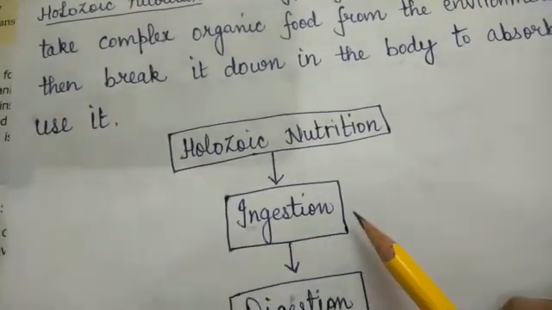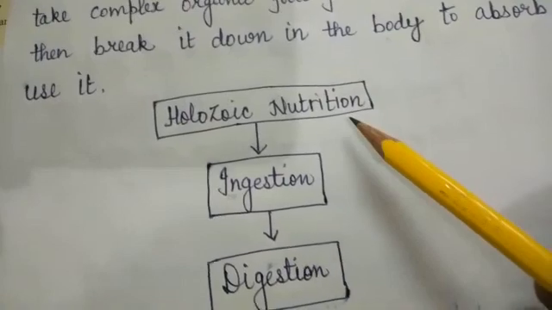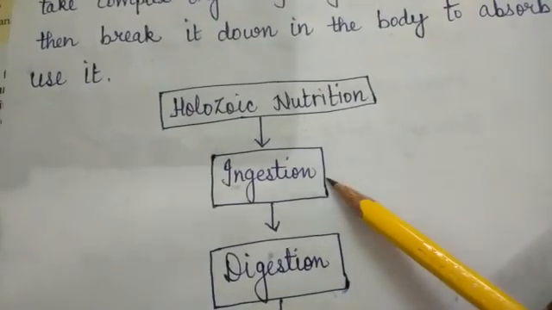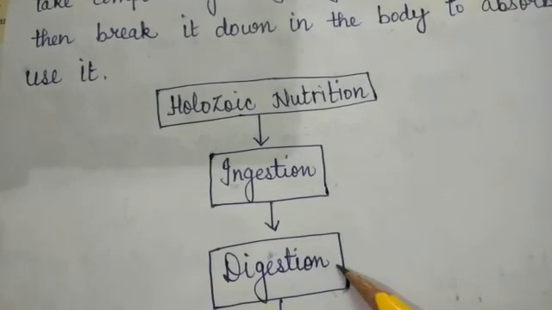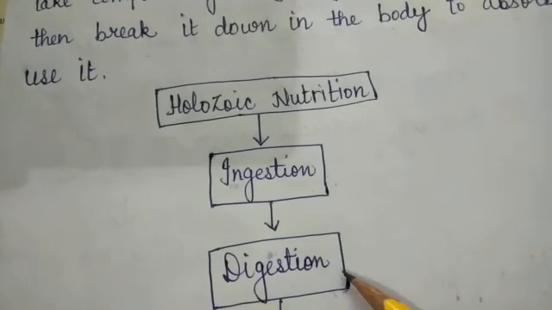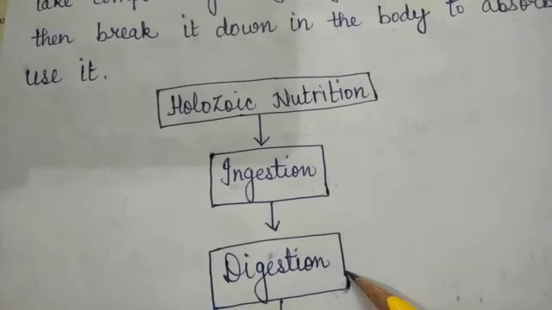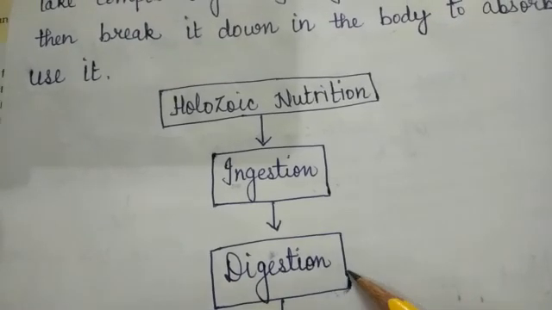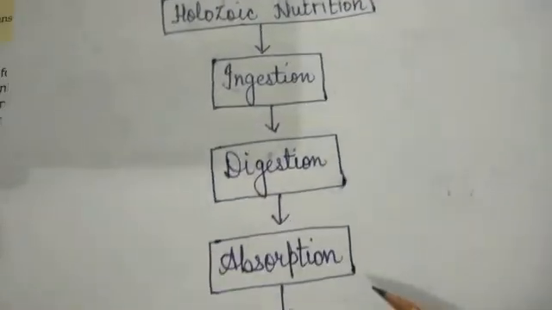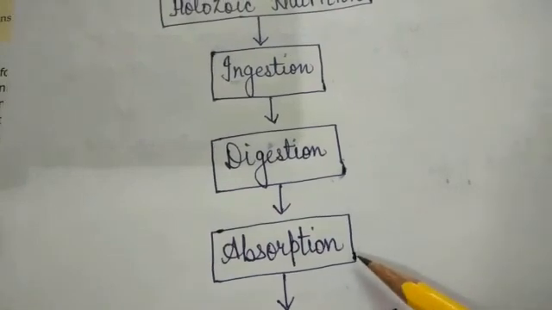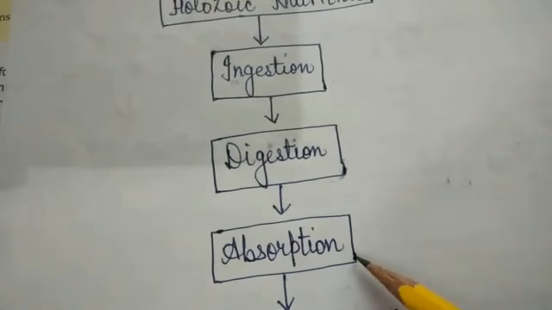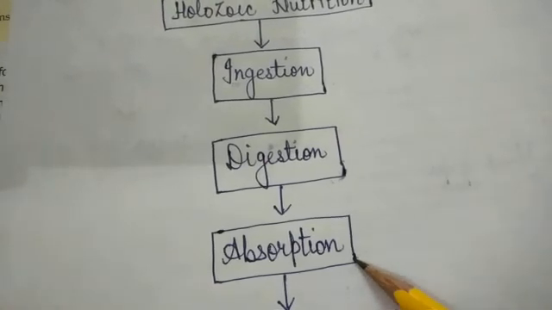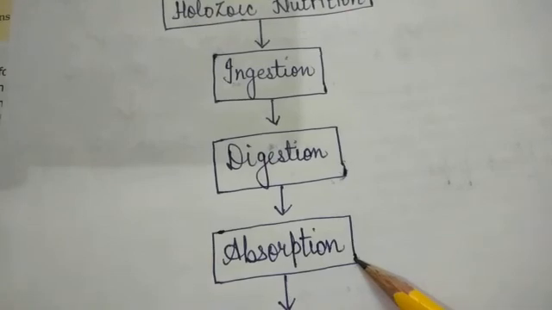And the different steps of holozoic nutrition are what? First is ingestion, that means intake of the food. Second is digestion, that means the big food molecules are broken down into small food molecules. After that we have absorption. The digested food has to be absorbed in the body. That takes place with the help of blood, as blood is present in all the body parts.